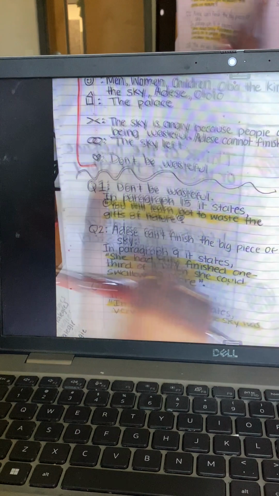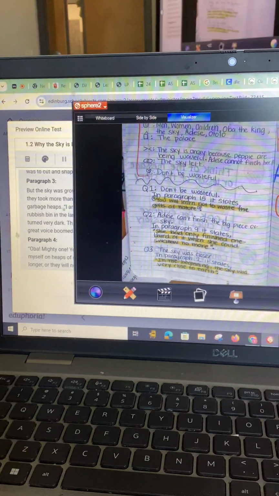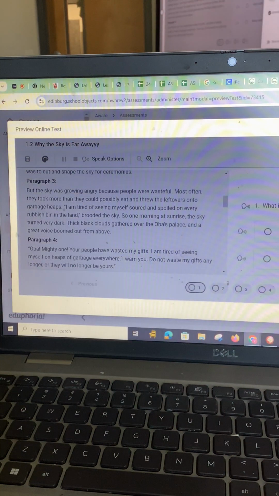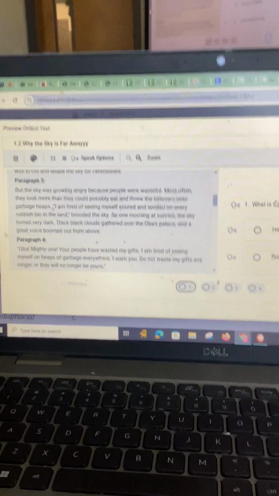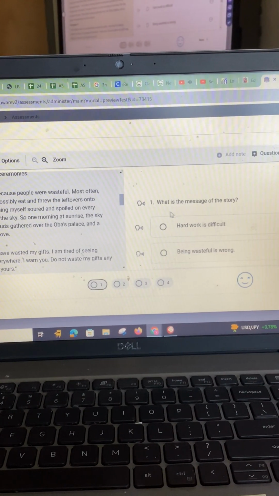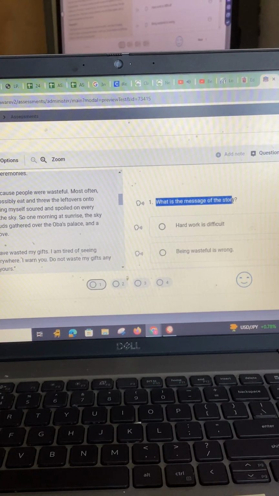So if you look at question 1, we're going to go back to our story. So on your story, you have your question 1. And let me just turn the camera up this way really quick. The question here is, what is the message of the story? They want to know, what's the message? What's the lesson? What did they learn, right? Message, lesson, theme, those are all the same thing. What are they trying to teach you in the story?